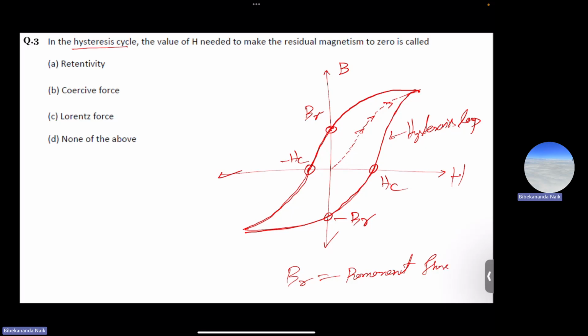Br is called the remanent flux density, and Hc is called the coercivity. It is the value of H needed to make the residual magnetism 0. This was the residual magnetic field which is non-zero. In order to make it 0, the value of H that is needed is called the coercive force. So the correct option is option B.